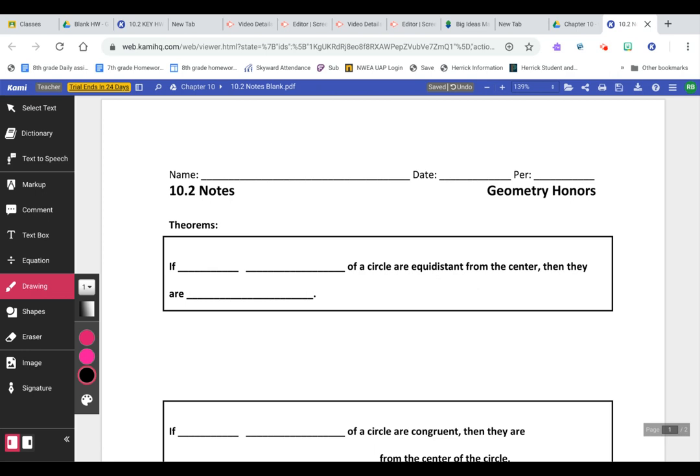10.2 Geometry Notes. This section is pretty simple. We have two theorems that I'm going to teach you. The first theorem is going to state if two chords of a circle are equidistant from the center, then they are congruent.